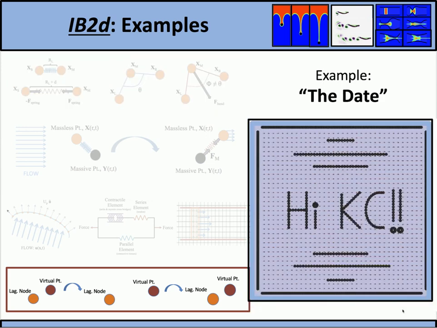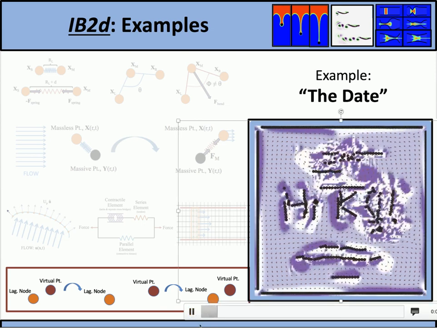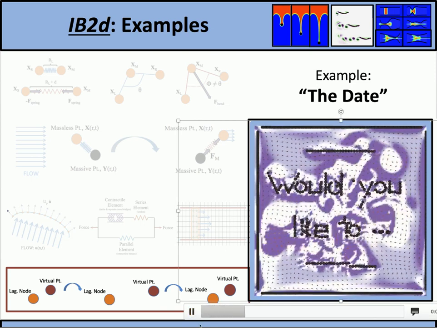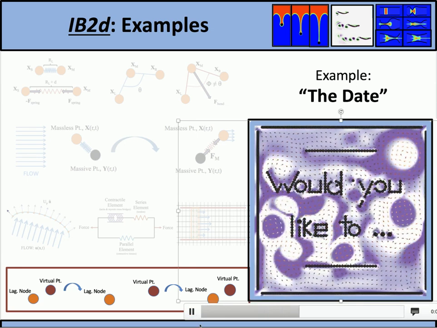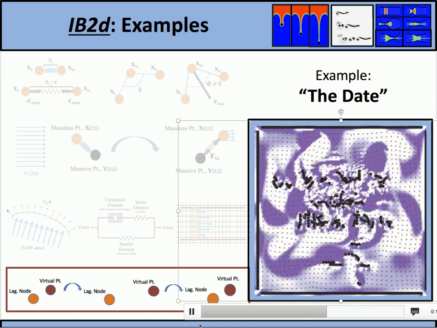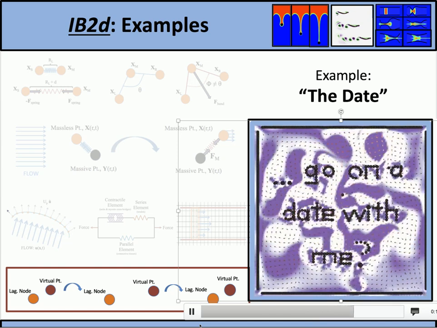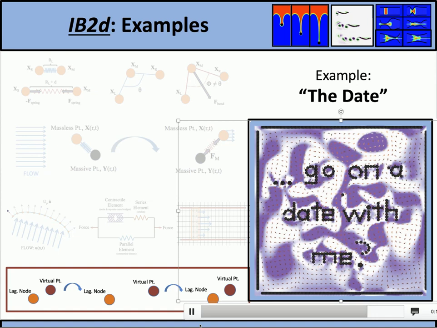This next example I'll show you involves using target points. Rather than trying to hold a Lagrangian structure fixed, we're trying to prescribe the motion of the structure using these target points. In this example we prescribe the motion of all these target points to spell out different words. In particular, the words we're spelling out are basically asking someone you like out on a date. The background color map you see is of vorticity, and you can see the vector field, or the velocity field, as well.